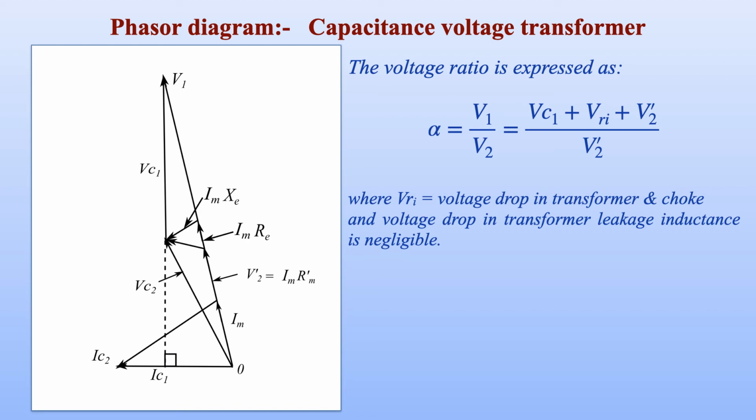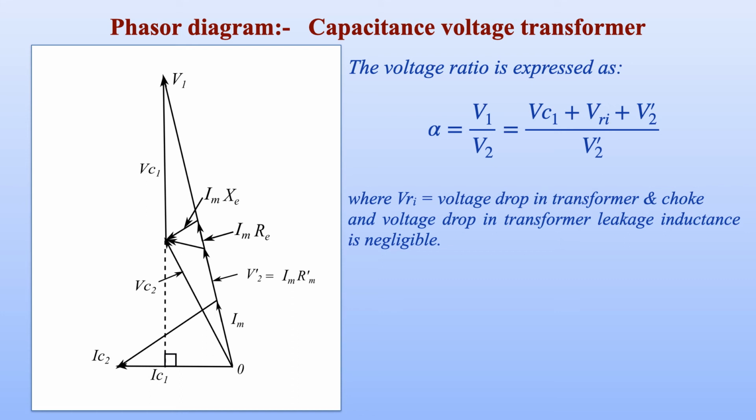So this ratio is equal to V1 by V2, and we can replace these values by Vc1 plus Vri plus V2 dash in the numerator, and the denominator is the voltage referred to the primary side of the matching transformer, V2 dash, where VRI represents the voltage drop across the transformer and the choke, as we have seen in the equations in the earlier slide. And the voltage drop in the transformer leakage inductance is considered to be negligible.